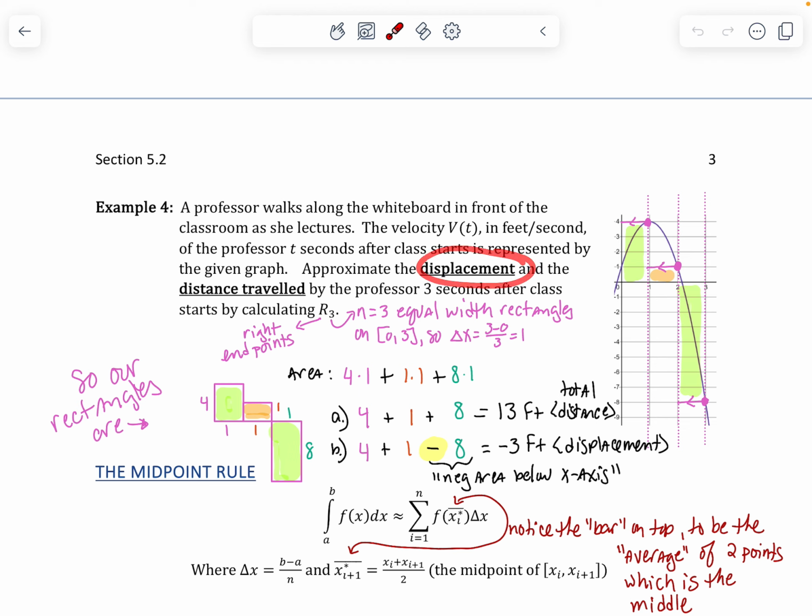Approximate the displacement and the distance traveled by the professor 3 seconds after class starts by calculating R3. So we remember the R means that we're dealing with right endpoints, N equals 3. So we'll go into that, but I want to really quickly go back to displacement and distance traveled.